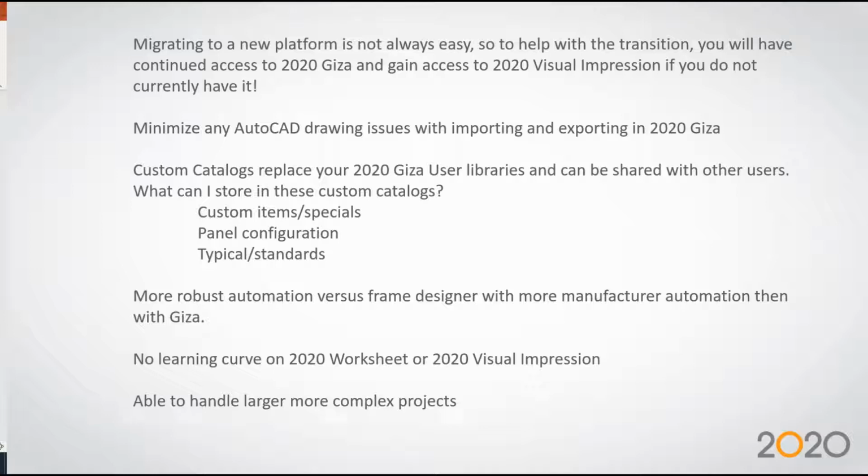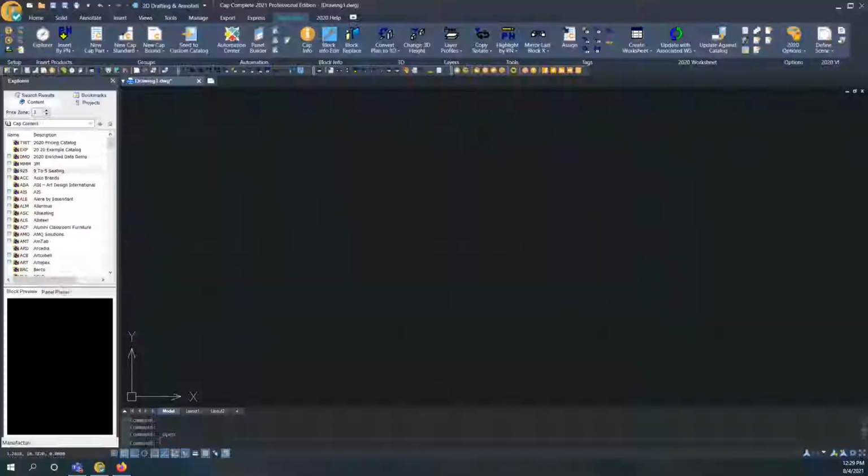So what are some of the things you can store in these custom catalogs? If you're working with custom items or specials, those can be stored. Panel configurations, and also typicals or standards that are created. You're going to have more robust automation with Panel Builder versus Frame Designer with more manufacturer automation than you have with Giza. There's no learning curve for 2020 Worksheet or 2020 Visual Impression because they function the same way in Cap Complete as they do inside of Giza. And 2020 Cap Complete is going to be able to handle larger, more complex projects.